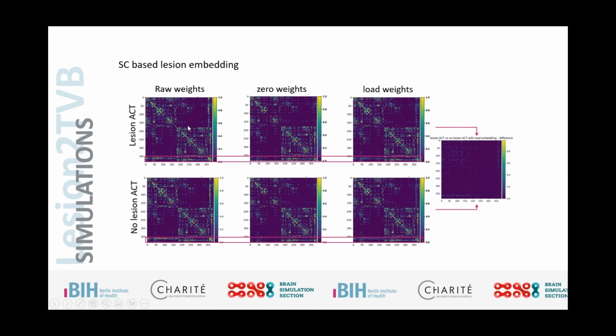It's not actually raw, right? Those are normalized and thresholded, etc. Some standard steps to perform on a structural connectivity matrix to integrate it in TVB. Then we have the way where we set all the weights to 0 for the lesion affected region of interest. And then we have the way where we update the weights based on the load that we have.